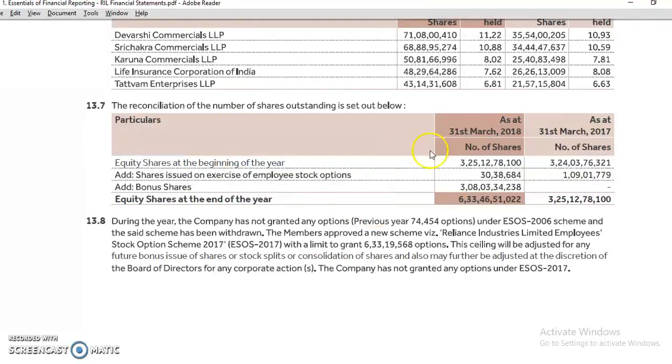Now the reconciliation is here. You can see that in the previous year they had a total of 3,203 billion shares. This year they added bonus shares. The bonus shares are usually issued out of profits.